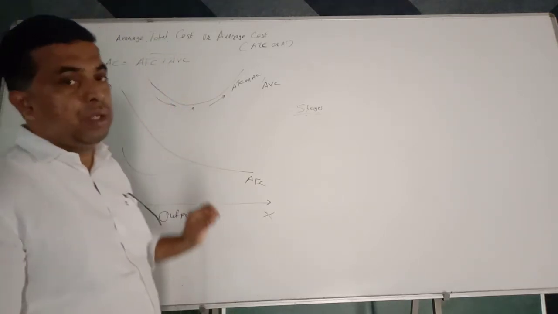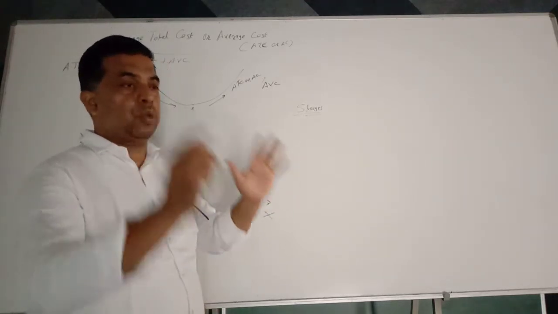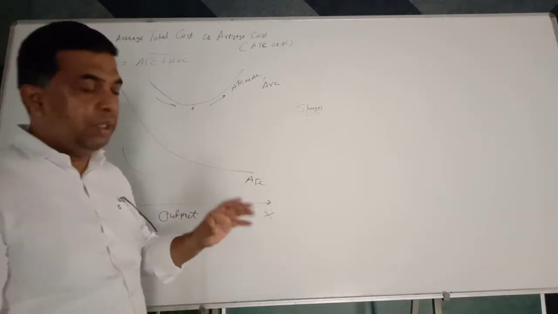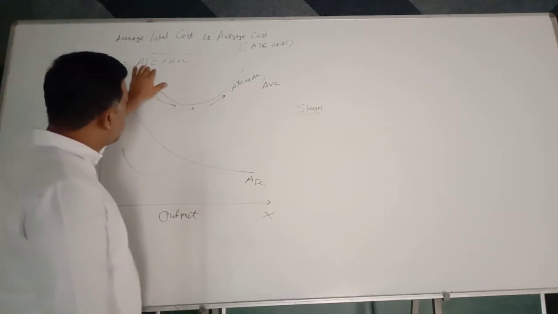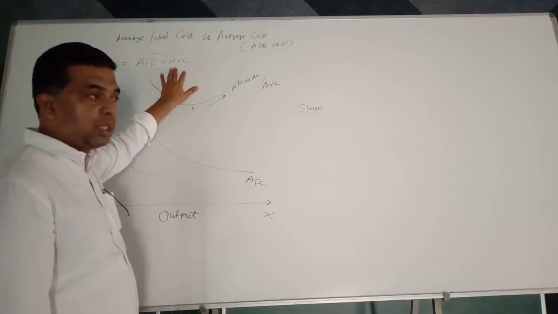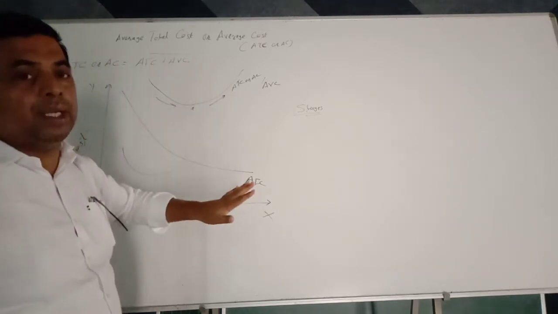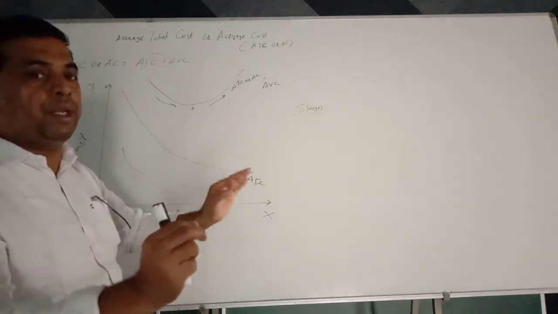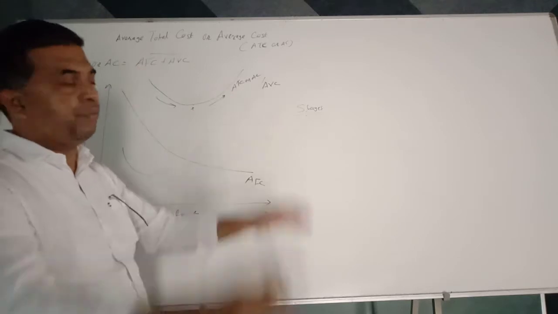In this video lecture, we are going to discuss average total cost or average cost. Simple. What is average cost or average total cost? It is average fixed cost plus average variable cost. Average fixed cost और average variable cost का हम लोग total करेंगे तो हमको क्या मिलेगा? Average total cost, or it is also known as average cost.